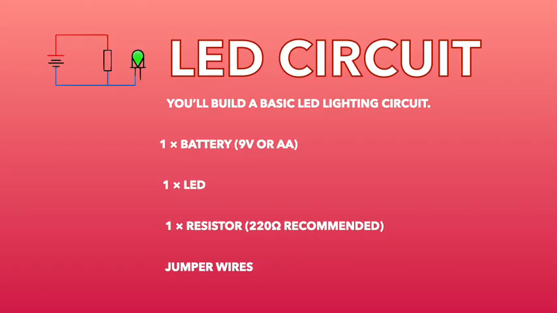The battery provides the electrical energy. The resistor is very important because it limits the current so the LED doesn't burn out. The LED is the load. It converts electrical energy into light. The wires connect everything together to complete the circuit.